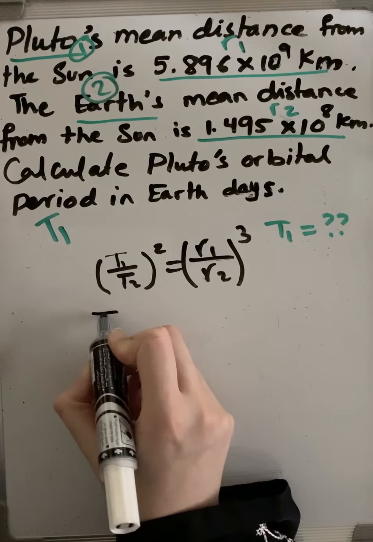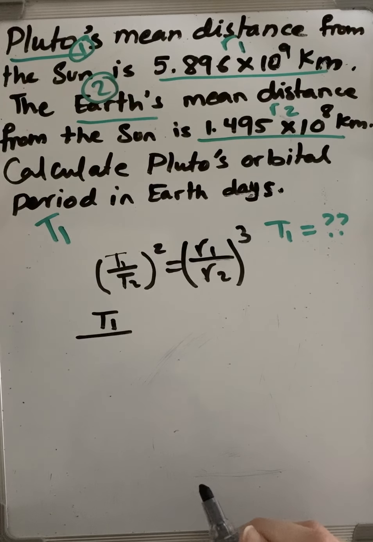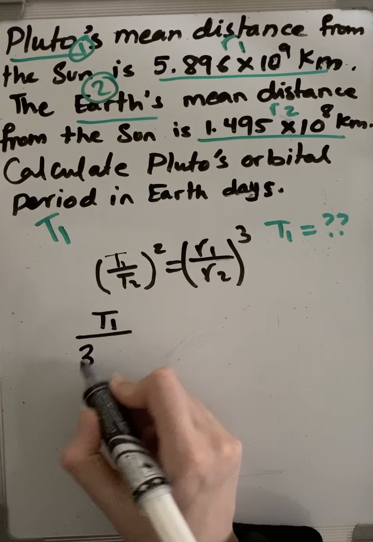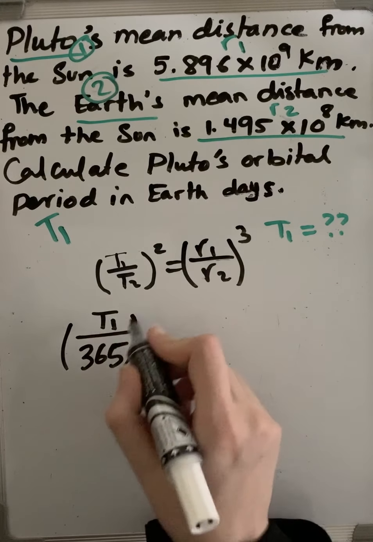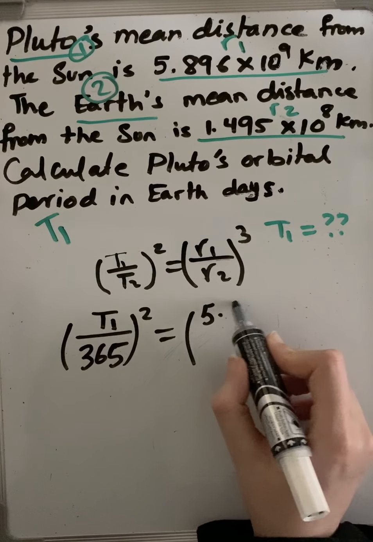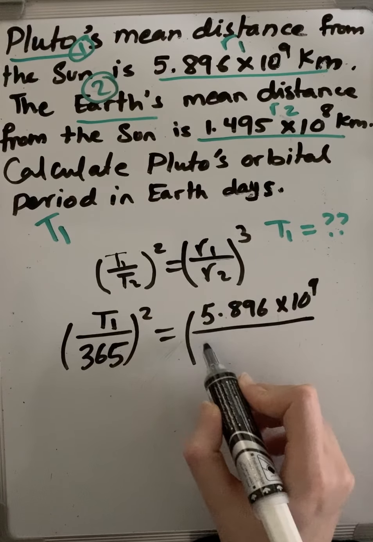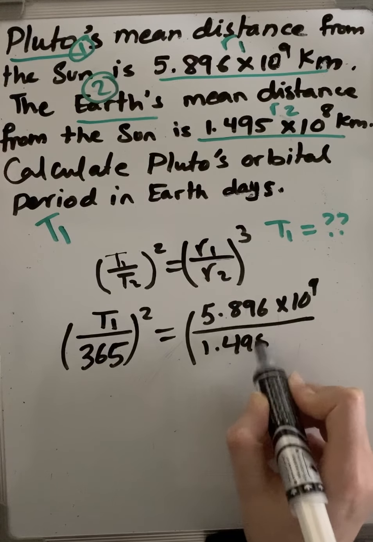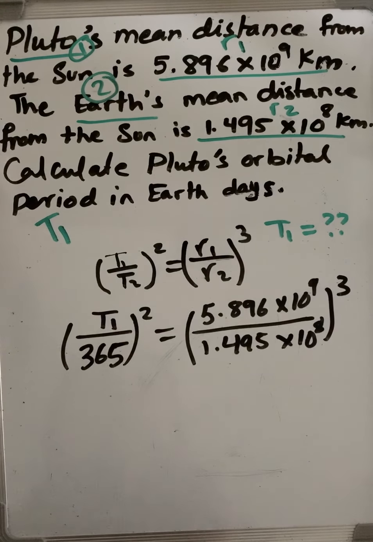T1 is the unknown. T2 is the period of the second planet. Usually they hide the period of the Earth from us because we know it. It is 365 days or 1 year. Squared equals R1. I just copy the number, 5.896 times 10 to the power of 9 divided by 1.495 times 10 to the power of 8, everything here cubed.